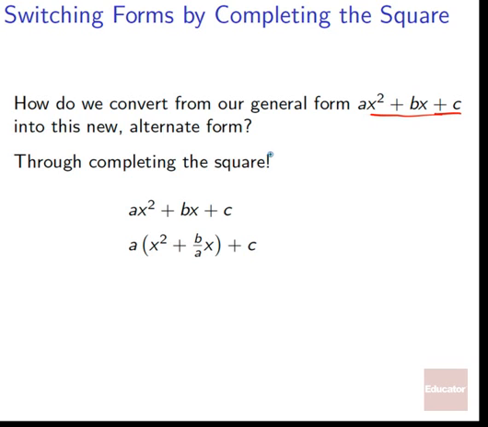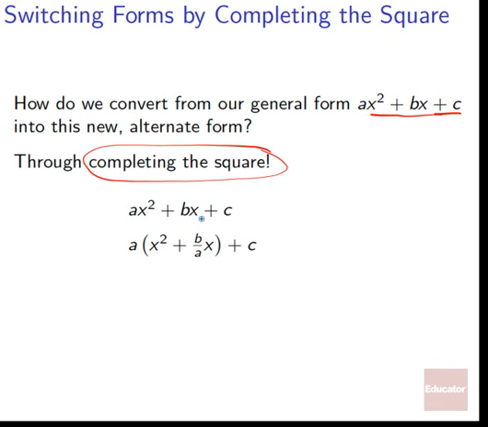Now, how do we do this? We do it through completing the square. So if you don't quite remember how we did completing the square, if you didn't watch the previous lesson and you're confused by what's about to happen, just go check out the previous lesson. It'll get explained pretty clearly as you work through that one. So assuming you understand completing the square, let's see it get used here.